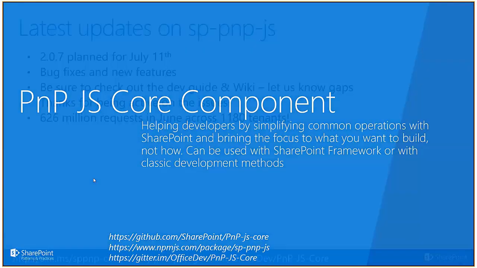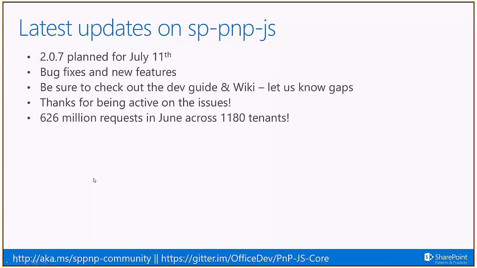So jumping into the JavaScript core component update, we've got the 2.0.7 release planned for July 11th, which is next Tuesday, I believe. That's going to include bug fixes and new features, and we'll have, of course, the blog post and the updated changelog to outline exactly what will be in that package once we do the release. There are several betas out there for that release right now, so if you want to get a preview of what's coming or help us test that, please do grab one of the beta versions.